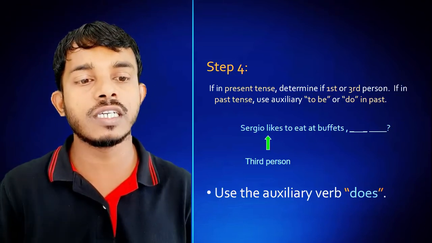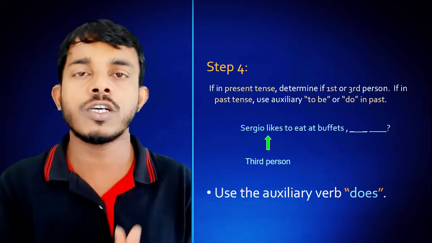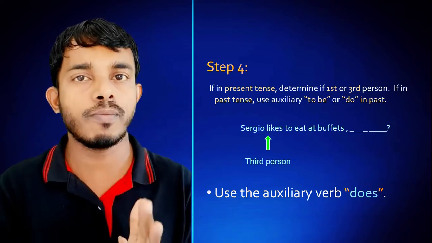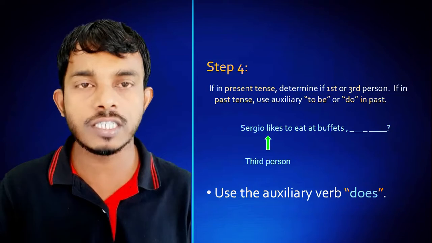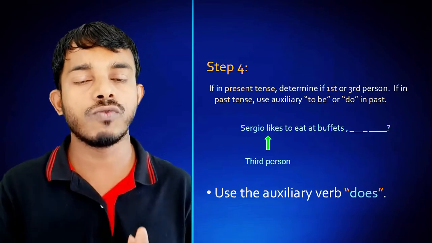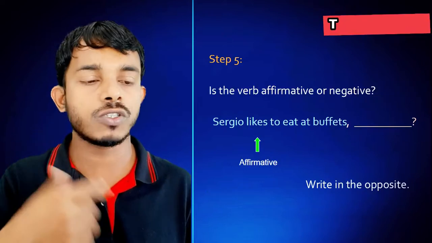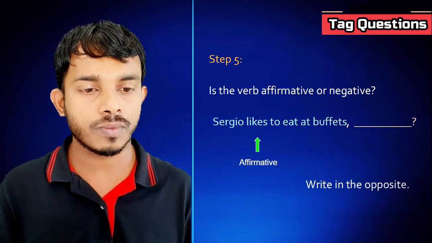Here we know that Sergio is, that arrow mark, I have just misplaced it. So you may correct it, you may understand it. So Sergio is the third person. We know that is the name of a person. Use the auxiliary verb does, because it is singular. We know the subject is singular, so we can use does.